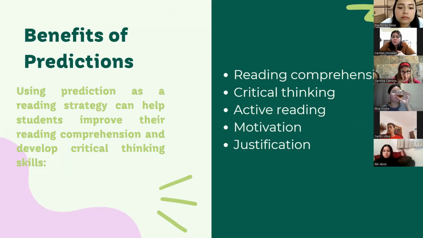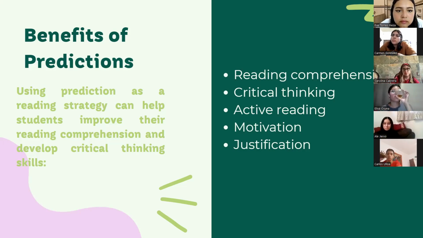Then we have critical thinking. Prediction helps students develop critical thinking skills, as I said before, by using their prior knowledge and experience to anticipate what may happen, like Luz said before. Then we have active reading. Prediction encourages students to read actively and closely, searching for clues and evidence to make predictions.